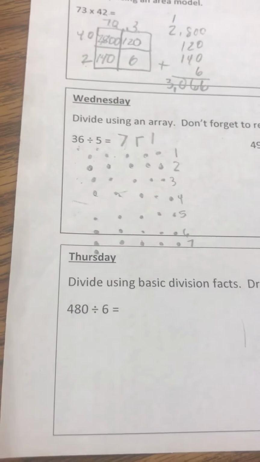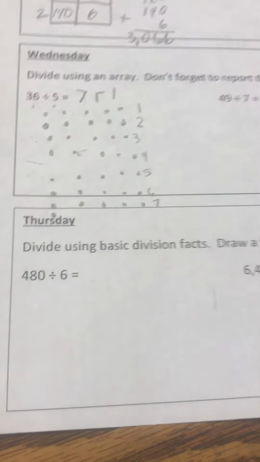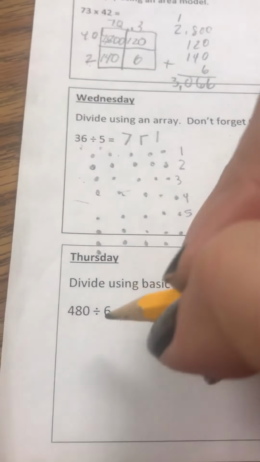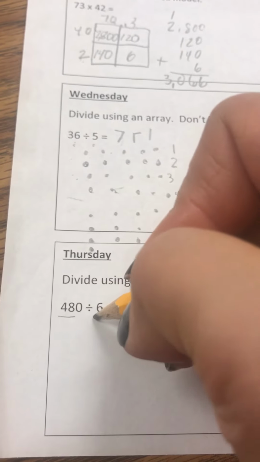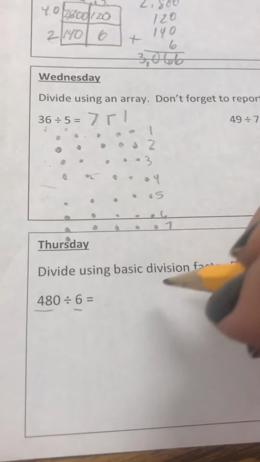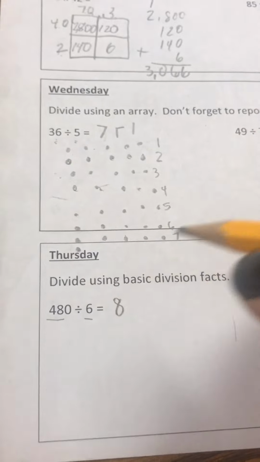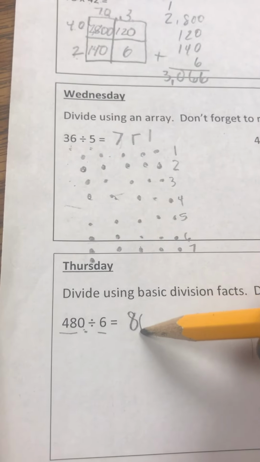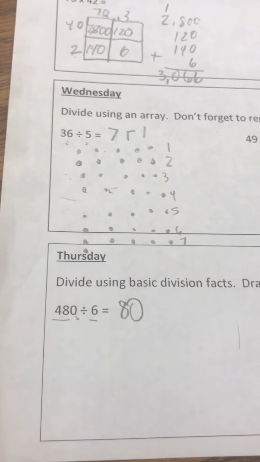And then on Thursday's homework, the students are to divide using basic facts. If I have 480 divided by 6, I would take 48 and divide that by 6. And that gives me 8. And because I know I have a 0 over here, I bring my 0 over here, and my answer is 80.